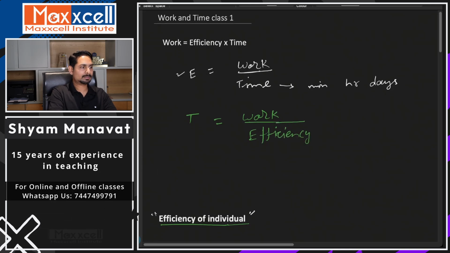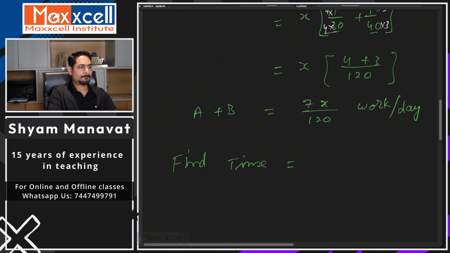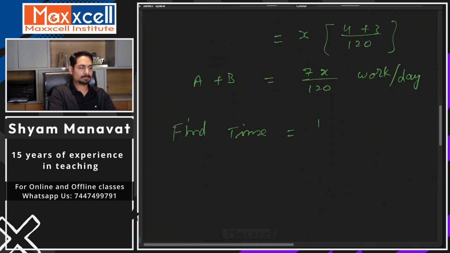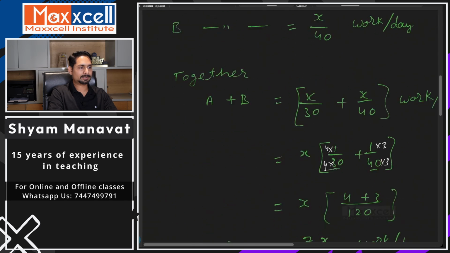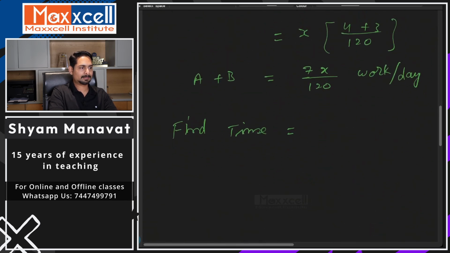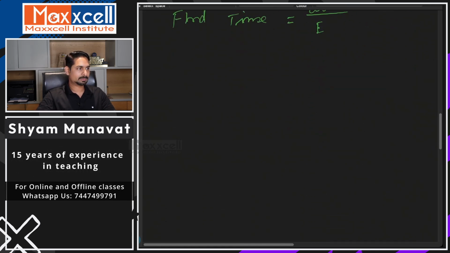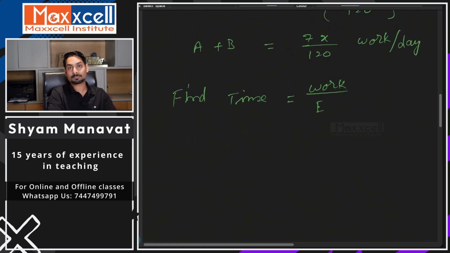Okay, I hope this is clear. All right. Now, time equals work upon efficiency. Time equals work upon efficiency. Please do not skip any part of this video, because after showing this detailed solution, I'm going to show you a lot of shortcuts. So do not miss any part of this question, any part of this video. Anyway, so time equals work upon efficiency.